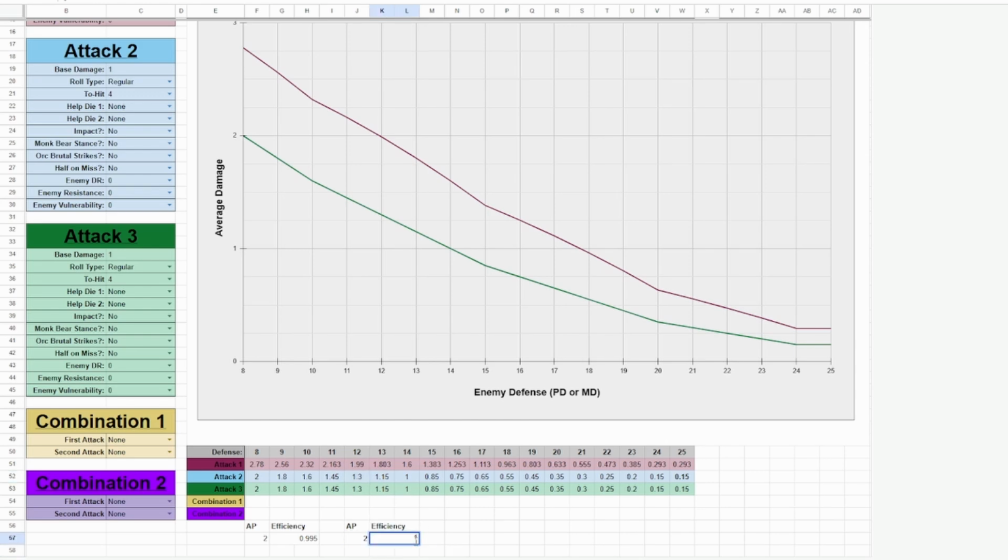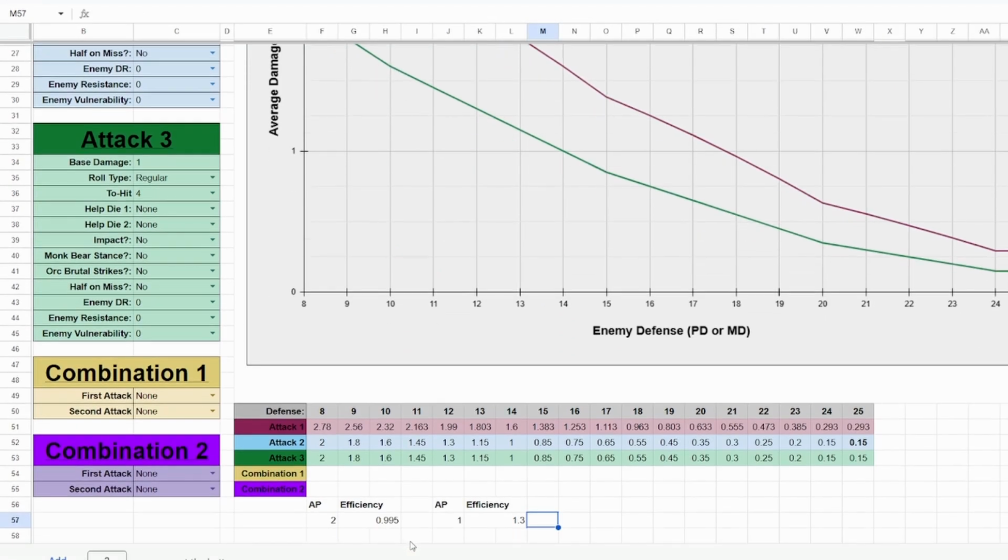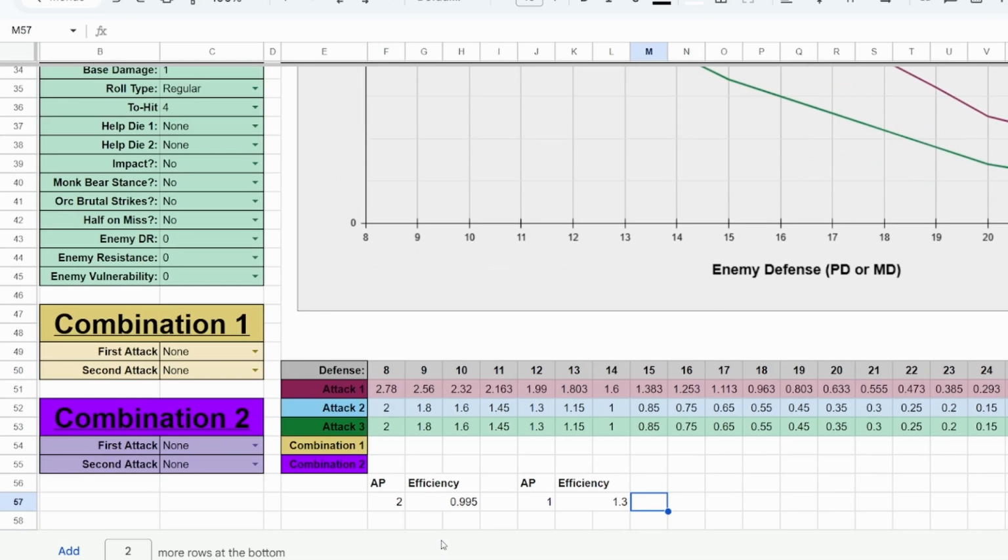Okay, attack 2 is our regular attack, and we're spending 1 AP on that. So that means the efficiency is 1.3. In fact, I'm going to zoom in here for you all. So we got 1.3 damage basically per AP that I'm spending, and if I used advantage, that's 0.995 damage per AP that I'm spending.